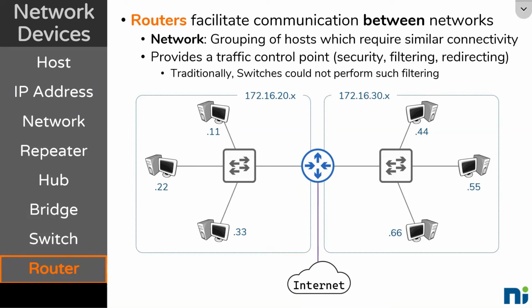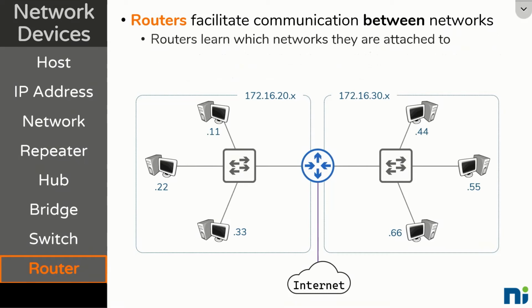These days, there are modern switches that can do such filtering, but it is generally accepted that the devices sitting on the same network don't typically need filtering for traffic traveling within the network. If you had devices that needed different types of connectivity, you'd want to place them in different networks. The network boundary is what is meant to be the logical separation of devices. The way routers work is that they learn which networks they are attached to, meaning this router is going to learn that on this interface it's connected to the 172.16.20 network, and on this interface it's connected to the 172.16.30 network, and out here is the direction to go to the internet.